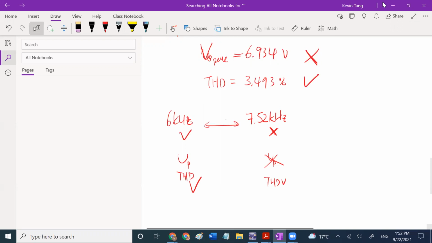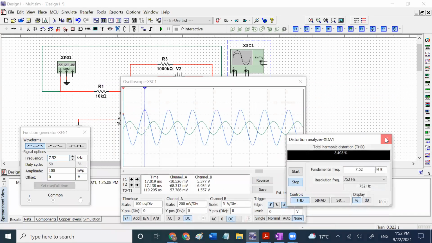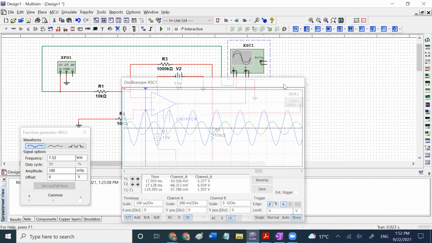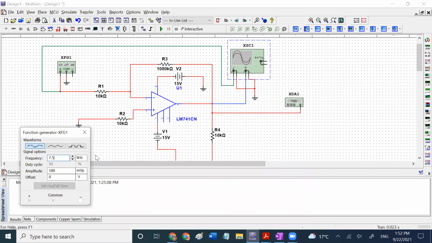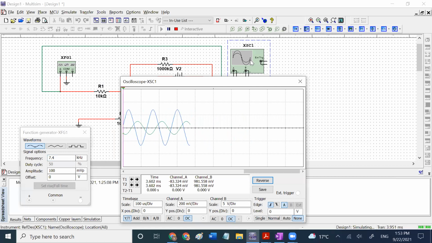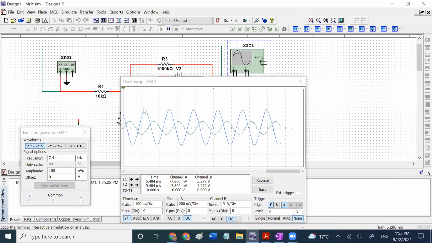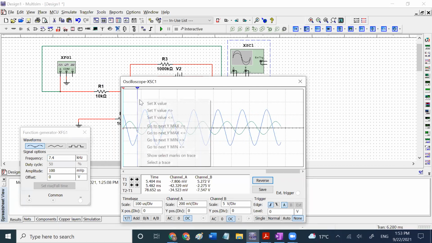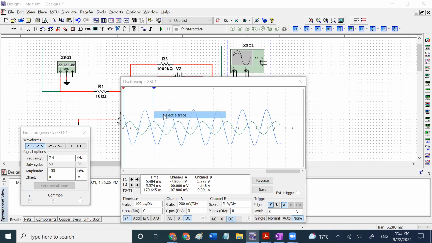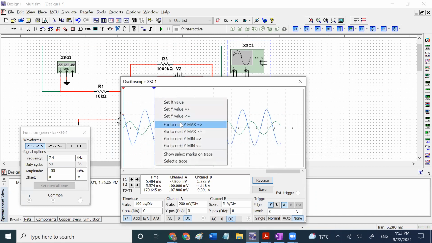Because we don't need to worry about THD, we will continue lowering down. So from now on, when we lower down the values, all we have to check is just the peak. Now let's see this one. Again, we need to trace channel B. Okay, go to Ymax.